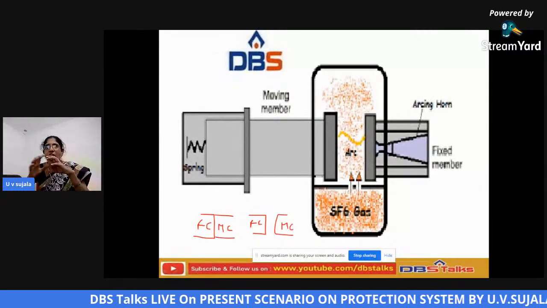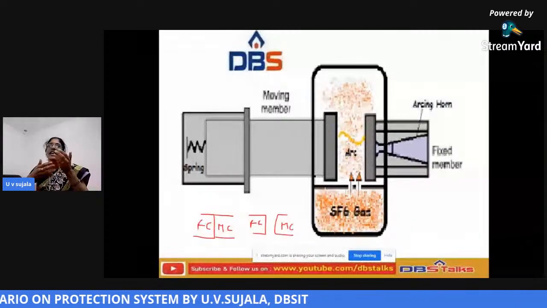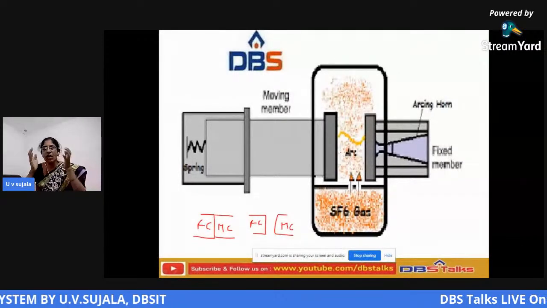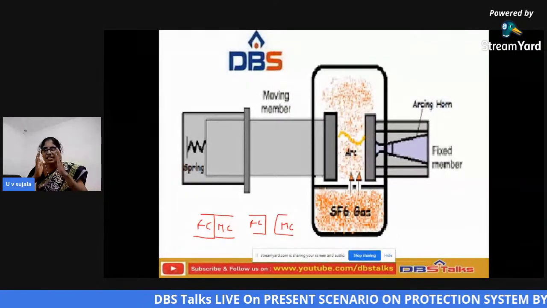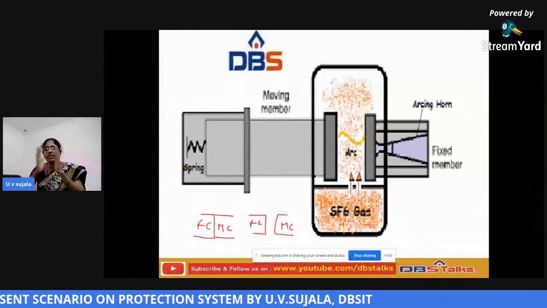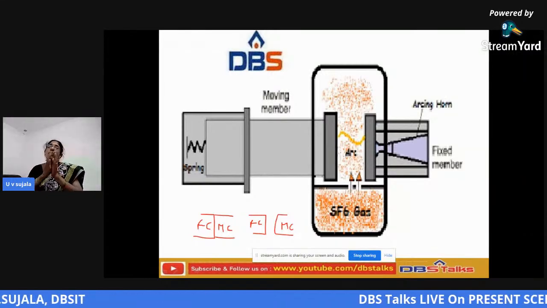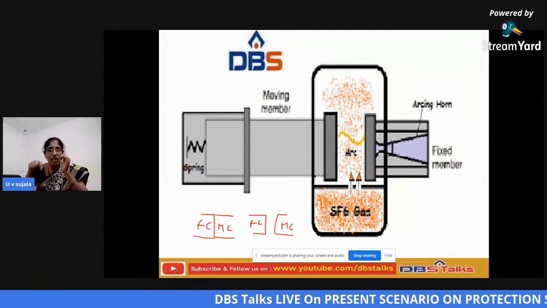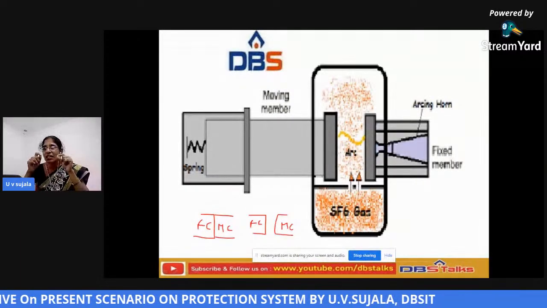If the arc extinguishing is not done, then what happens? Again the current will keep flowing. What is our circuit breaker for? Whenever fault conditions are there, we have to open it. The circuit breaker will open. But what happens here? Whenever it opens, due to the arc ionization, there is a voltage there, and some amount of current will be flowing.